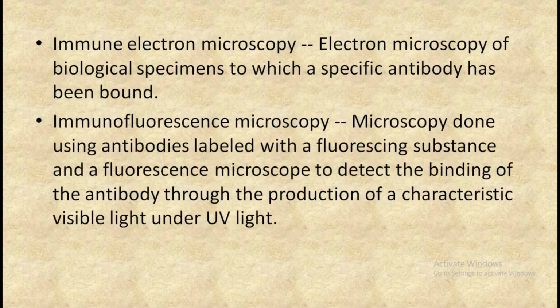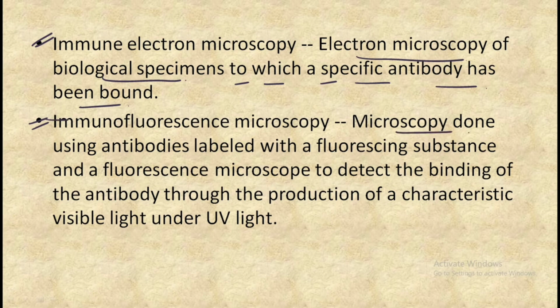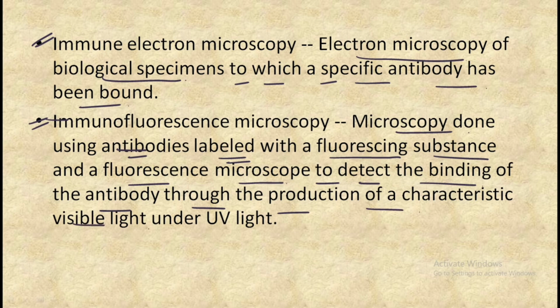The next one is the immune electron microscopy, the electron microscopy of the biological specimen to which a specific antibody has been bound. Talking about the immunofluorescence microscopy, the microscopy that is done using the antibodies that are labeled with fluorescing substances and a fluorescence microscope to detect the binding of the antibody through the production of a characteristic visible light under the UV light. You need not worry about the explanation of the same. We will be discussing each one of them in the next video.